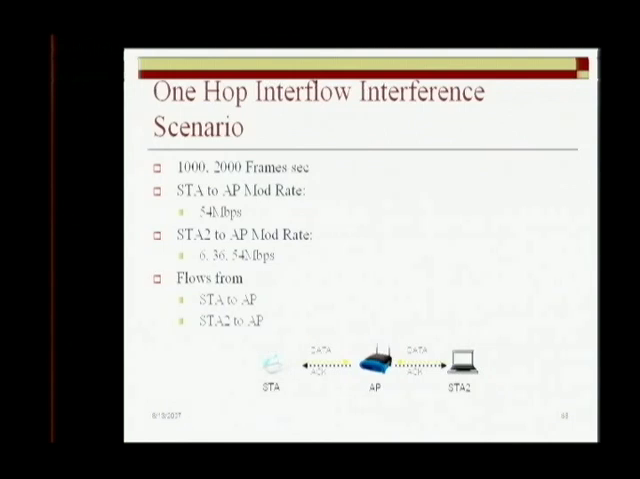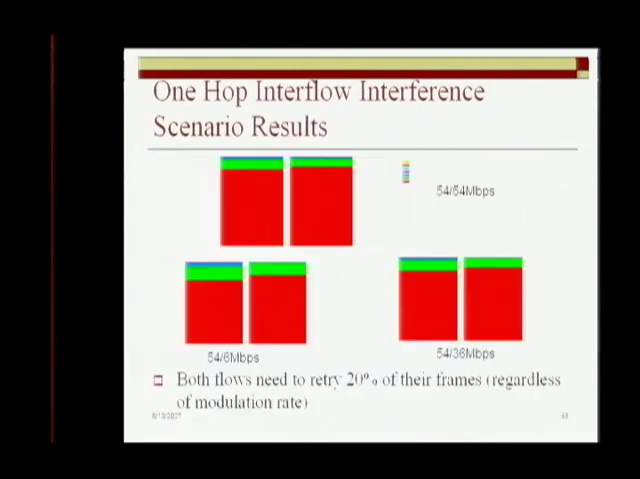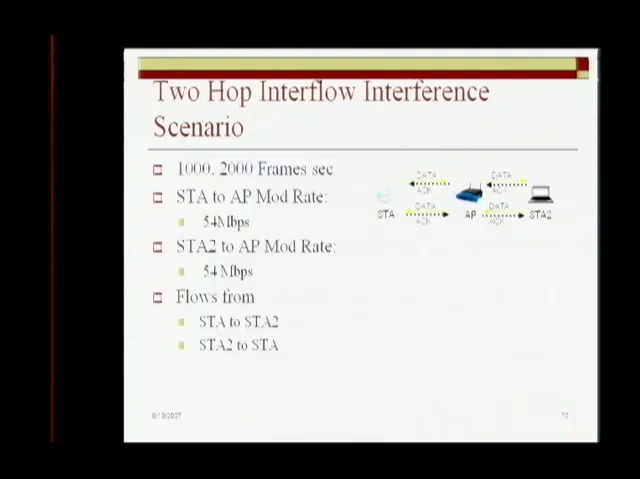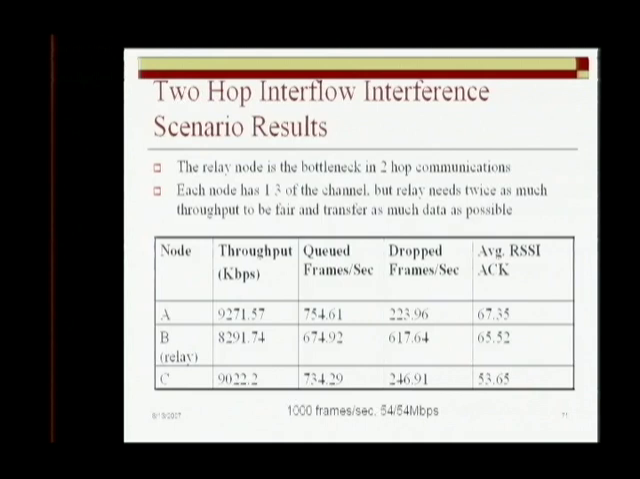Similarly, we are also looking at 1 hop interflow interference, if you create another flow to interfere with it. You can see that both the flows will need retries. Both flows are affected, with more than 20% of their frames retried, and we have corresponding details overlaying this along with the RSSI of the data as well as the ACKs. Here you can see a 2 hop interflow interference scenario.